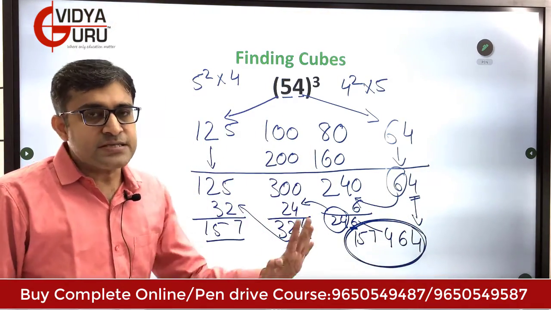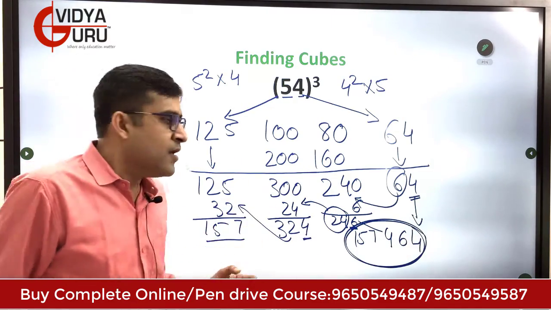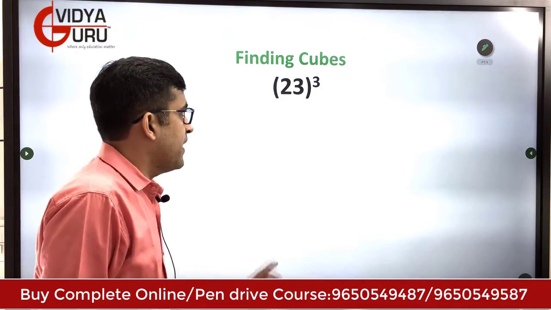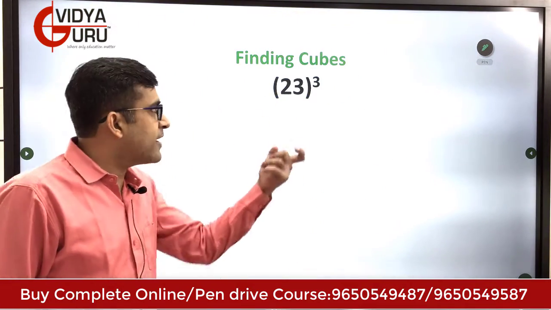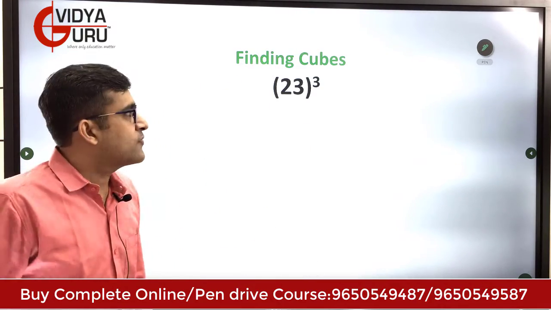The process I have told you. Now let's pick up some speed. Let's do some more calculation. Now you have to tell me, I have taken a simpler number. Now you have to tell me the cube of 23.